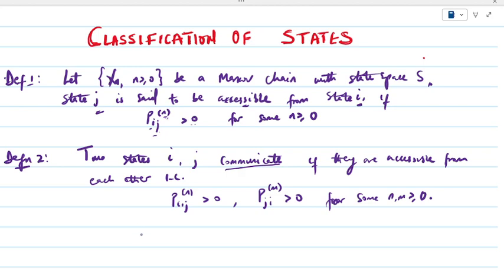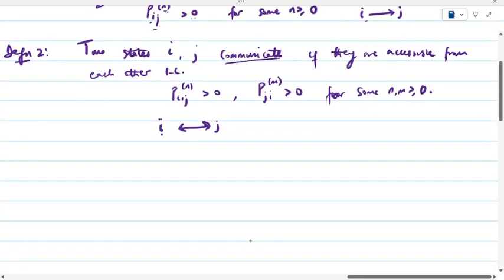I will write communicate as i with a double-edged arrow to j. While for accessible alone, we will write i with an arrow pointing to j. That is, j is accessible from i. But with the double-edged arrow, that denotes communication. So j is accessible from i, and i is also accessible from j. So we say that those two states communicate.